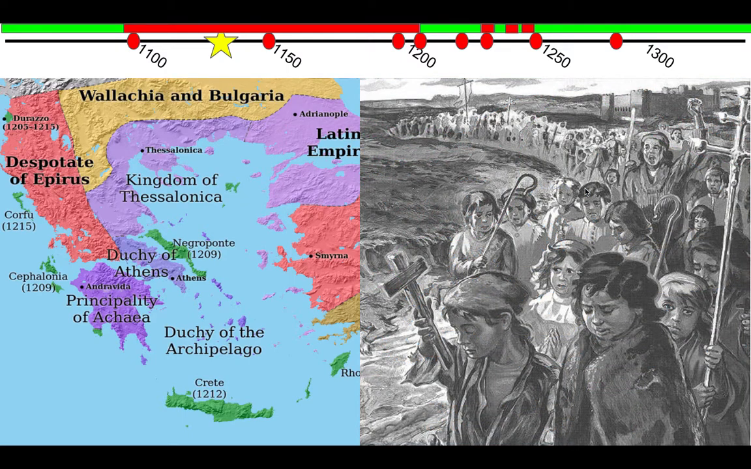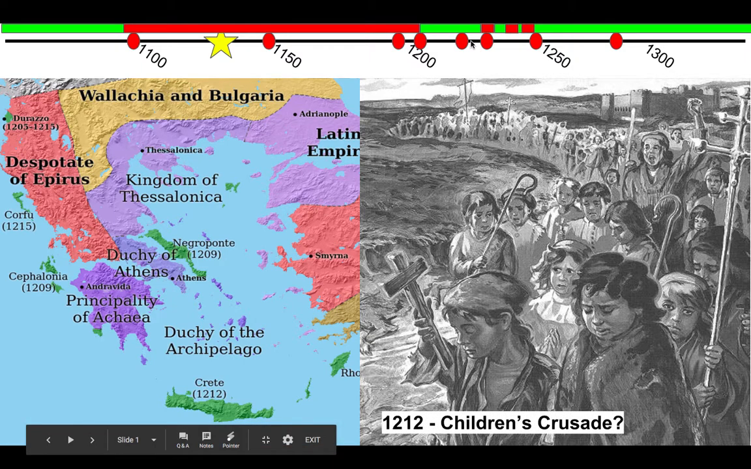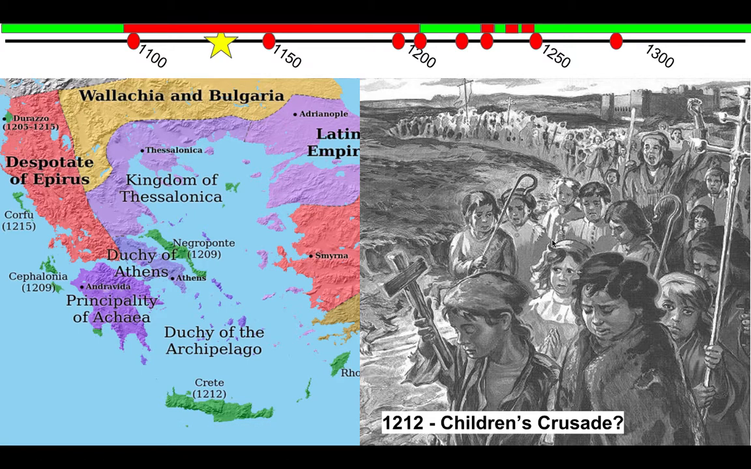All right, we have something that may or may not have happened in 1212, and that's why I put a question mark by it. That'd be right in here somewhere. It was called the Children's Crusade. Interesting event. Whether it happened or not, I'm not sure. But the story is that there was a child, and Jesus told them to take other pure children and go to the Holy Land and convert Muslims to Christianity.